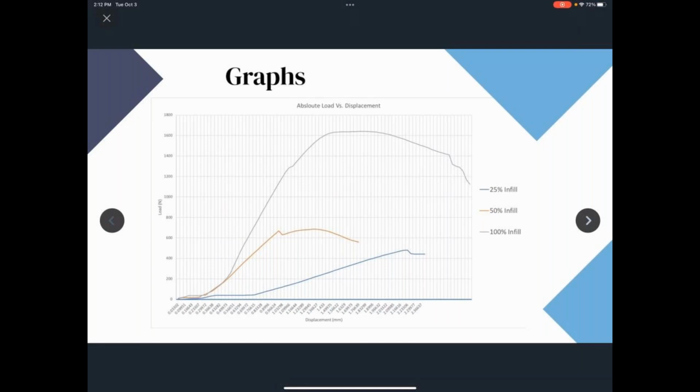As you can see, for the 25% infill, the load was distributed more broadly, as well as it happens in a straight line, as well as the 50%. And as we can see from the graph, the 100% infill can handle more force, as well as the extension or displacement. It was much higher than the 50%, as well as the 25%.